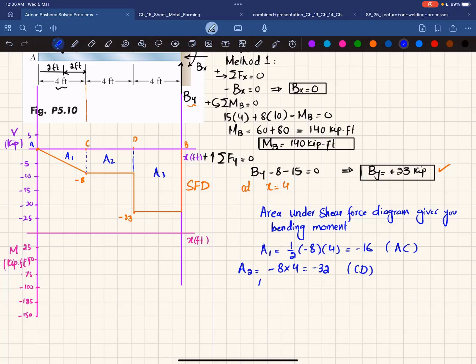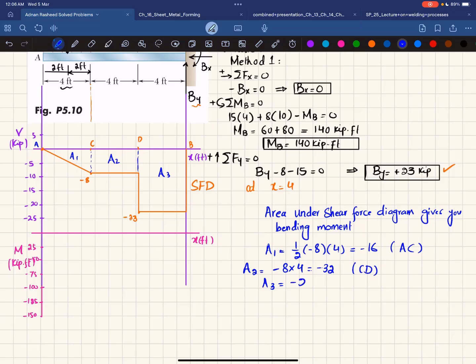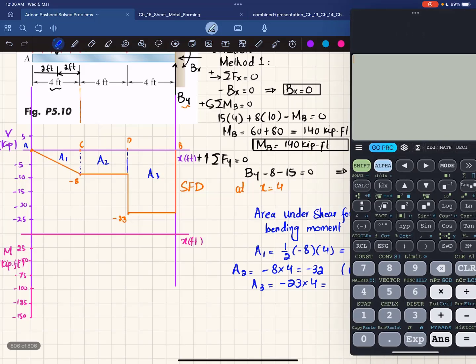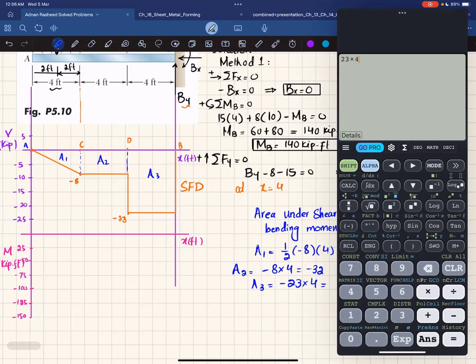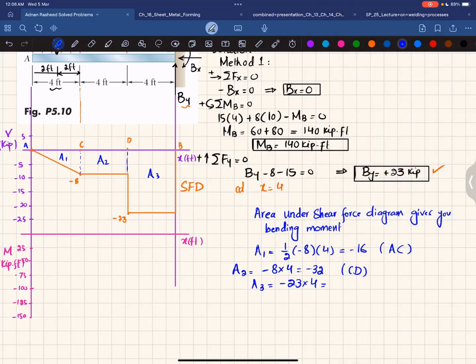The third thing we will find is A3. So A3 is again a rectangle. So you can see this height is minus 23 and width is 4. So minus 23 multiplied by 4 will give you how much. We have a calculator. 23 multiplied by 4 is 92. Minus 92. And this is for region D to B. Now you have all these areas. So let's start plotting all these points.